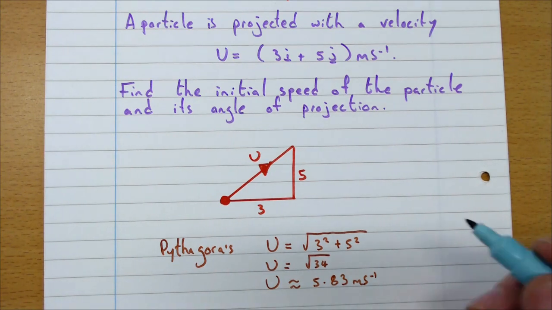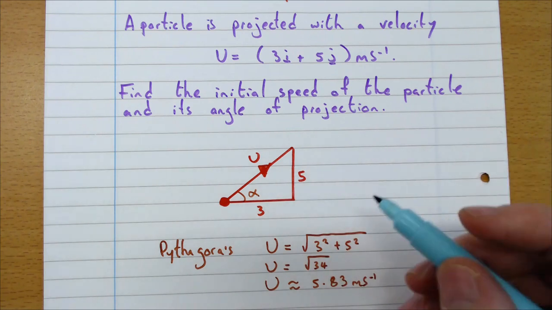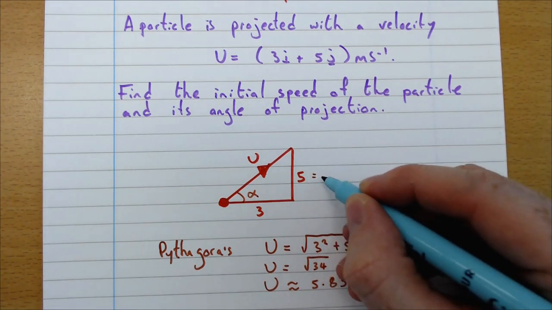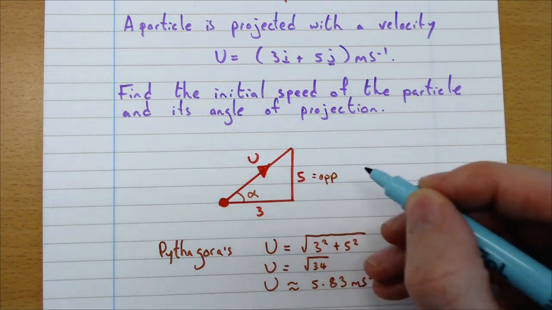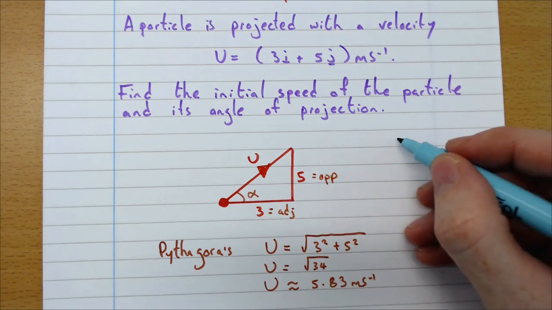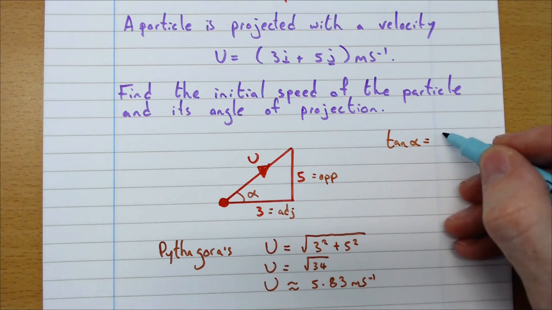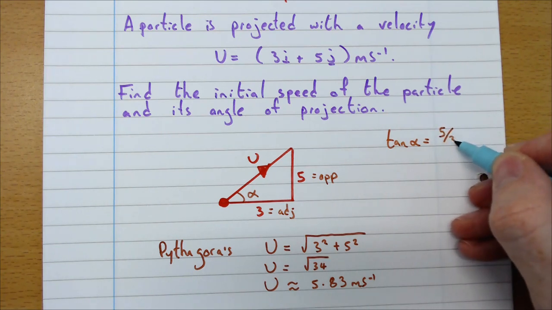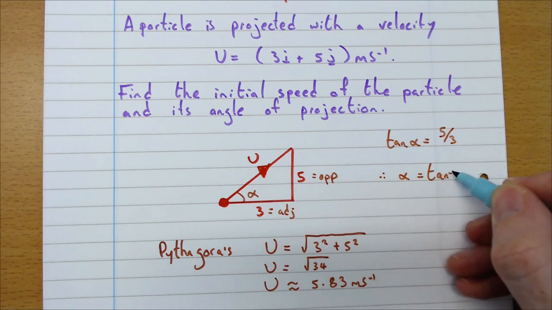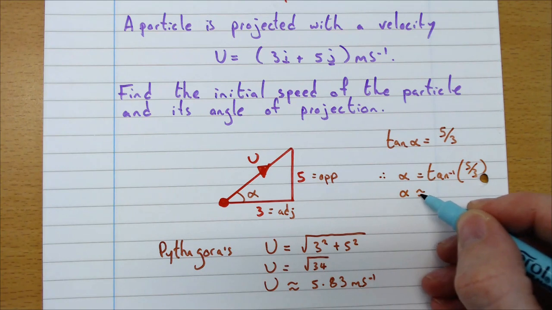To find the required angle of projection, think about where the angle is in the diagram, and then use SOHCAHTOA. In this case, we've got the opposite and the adjacent sides, and that should be a tan. So tan alpha, which is opposite over adjacent, equals 5/3. Inverse tan to find alpha. So alpha equals tan to the minus 1 of 5/3, or alpha is about 59 degrees.